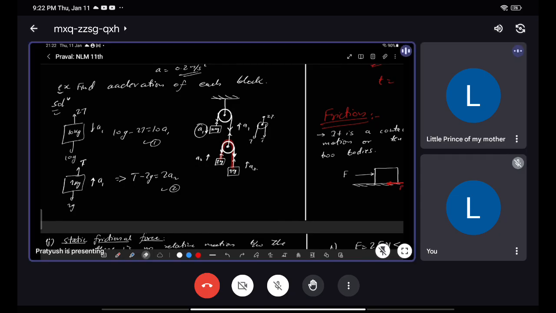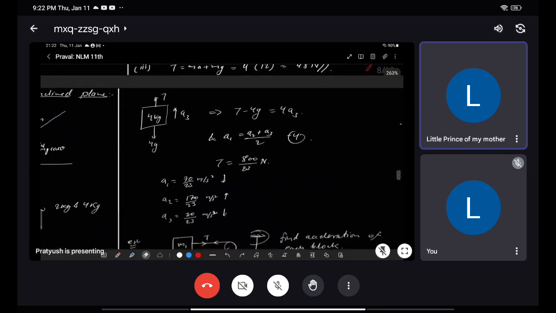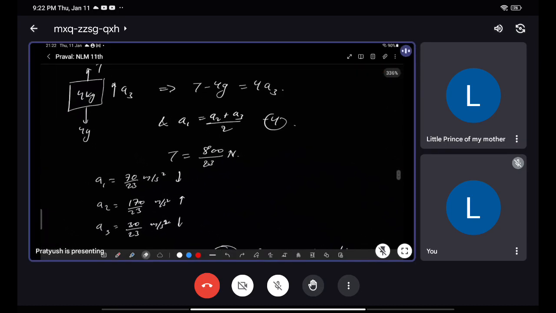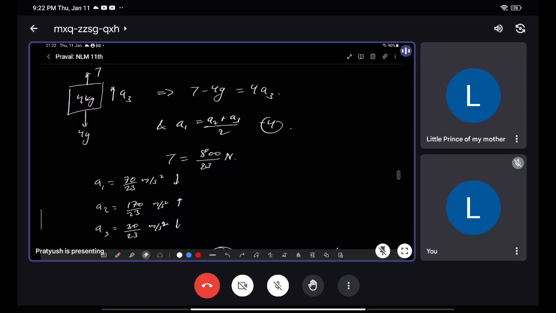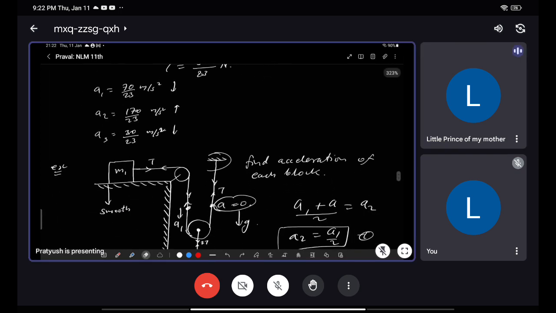Done till this point? Done, sir. And for the third block, the 4 kg block, we draw the FBD like this. So 3 equations we are getting, and this equation I was already saying: A1 equals (A2 plus A3) by 2. So these 4 equations and 4 variables we are getting. Solving all of them, we will get these answers. Equation solving you can do on your own. Okay, taken down.